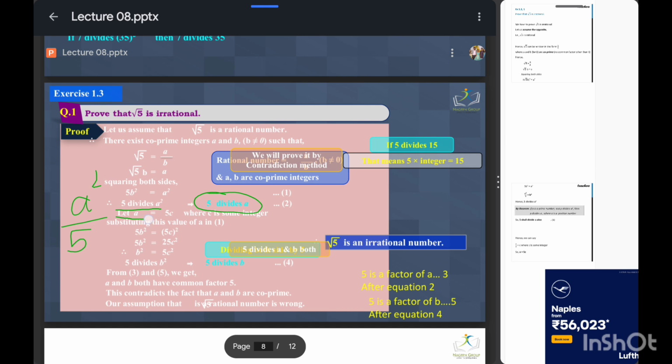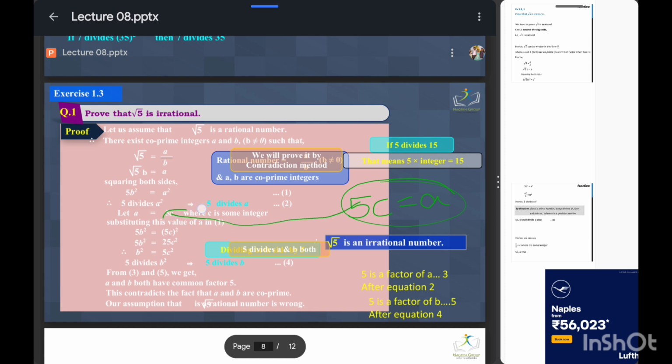Let us assume and take that a equals 5c. Instead of b we have taken c. I am writing here 5b square equals a square. Instead of a I am writing 5c, so square, no need. So we can take 5c equals a. That we have written here.